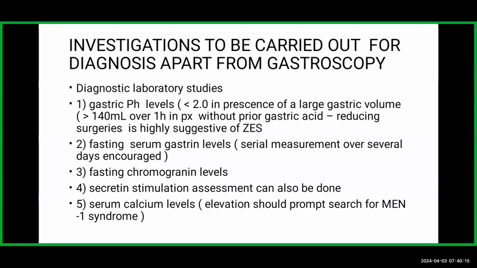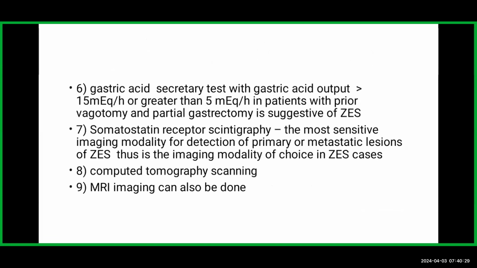Then a secretin stimulation test can also be done. The serum calcium level can also be assessed. Elevation should prompt a search for MEN1 syndrome. A gastric acid secretory test with gastric acid output greater than 15 milliequivalents per hour, or greater than 5 in patients with prior vagotomy and partial gastrectomy, is suggestive of ZES. Somatostatin receptor scintigraphy is the most sensitive imaging modality for the detection of primary or metastatic lesions of ZES.